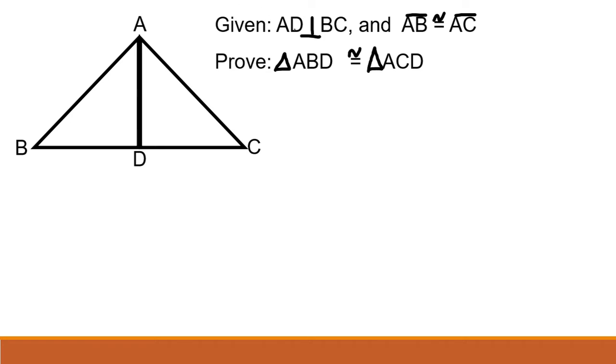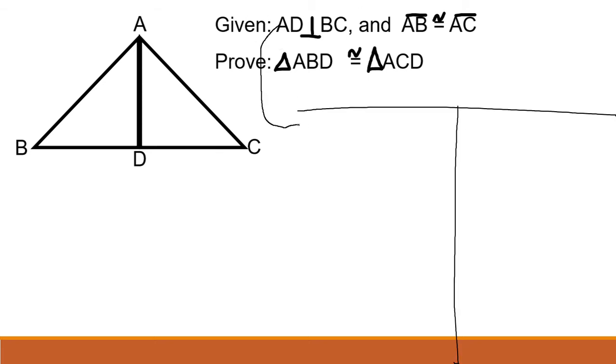So it says given that AD is perpendicular to BC. So remember this little upside down T here means that these two lines are perpendicular or that they form right angles. And it says that AB is congruent to AC. Prove that the two triangles are congruent. Okay, let's make my two column here. And again, just to save some video time, I'm just going to put given.